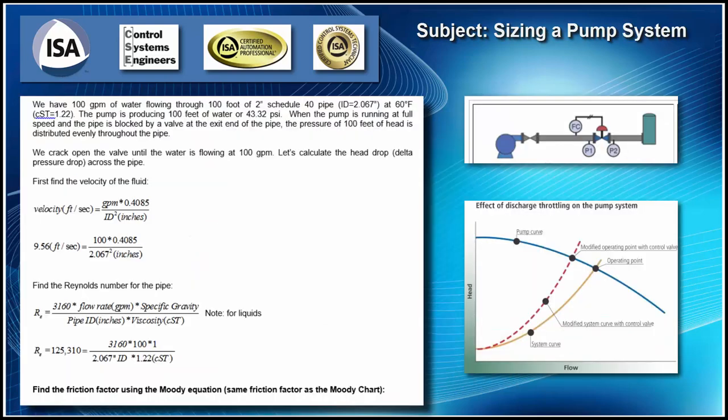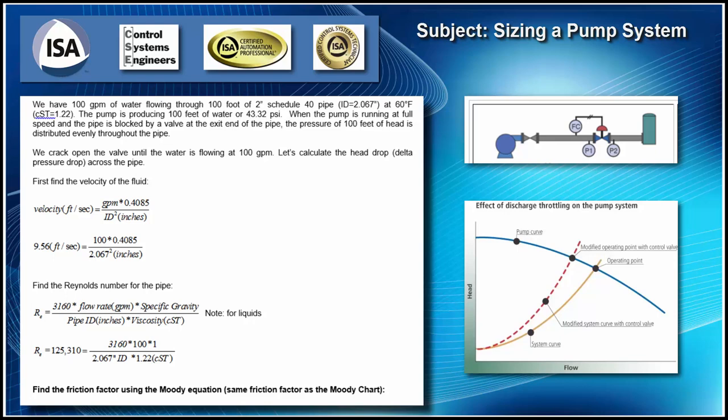Okay, so quickly, let's size a pump. We have 100 gallons of water flowing through 100 foot of 2-inch Schedule 40 pipe with an ID of 2.067 inches at 60 degrees Fahrenheit. That gives us a viscosity of 1.22 centistokes. The pump is producing 100 feet of water, or 43.32 PSI.